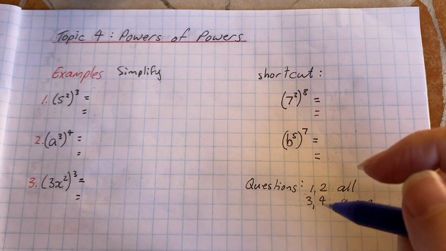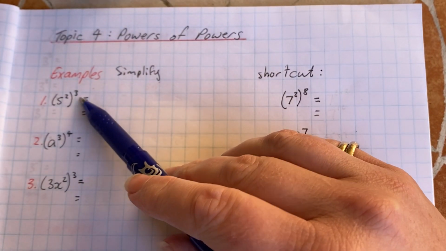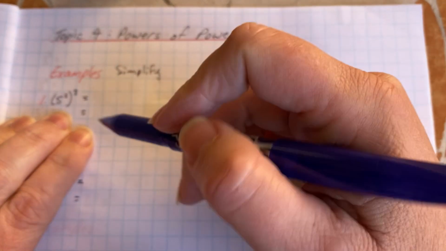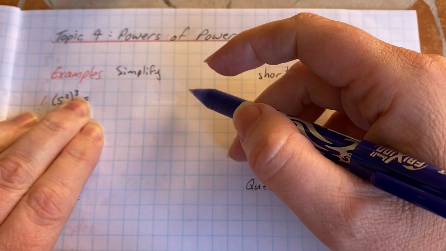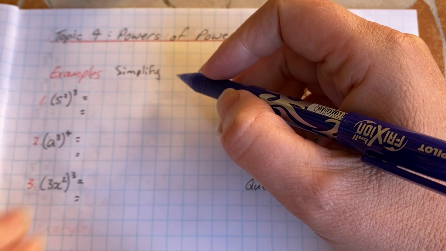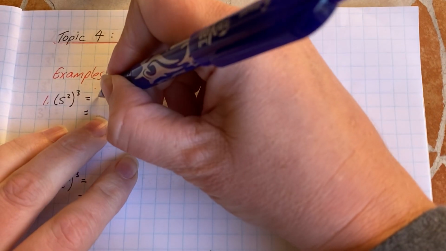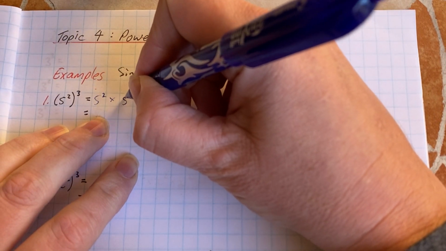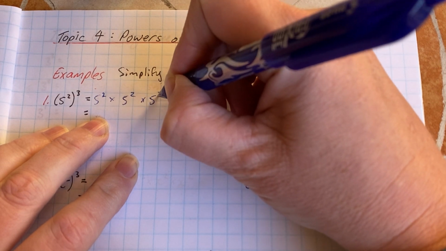Okay, this is about powers of powers. So this is when you've got brackets. So I've got 5 squared to the power of 3. Now if something's to the power of 3, you write it out 3 times. So 5 squared times 5 squared times 5 squared.